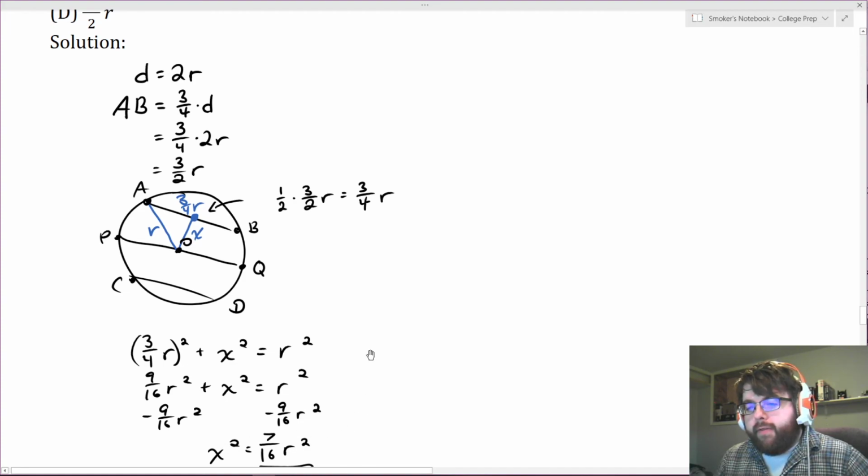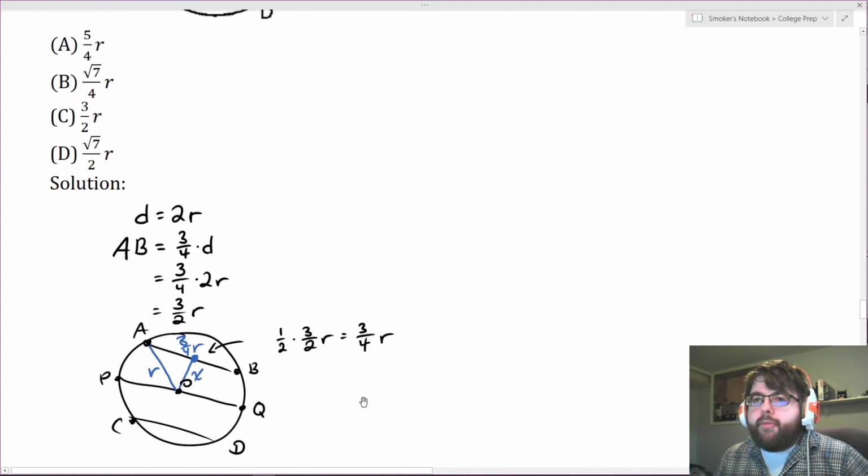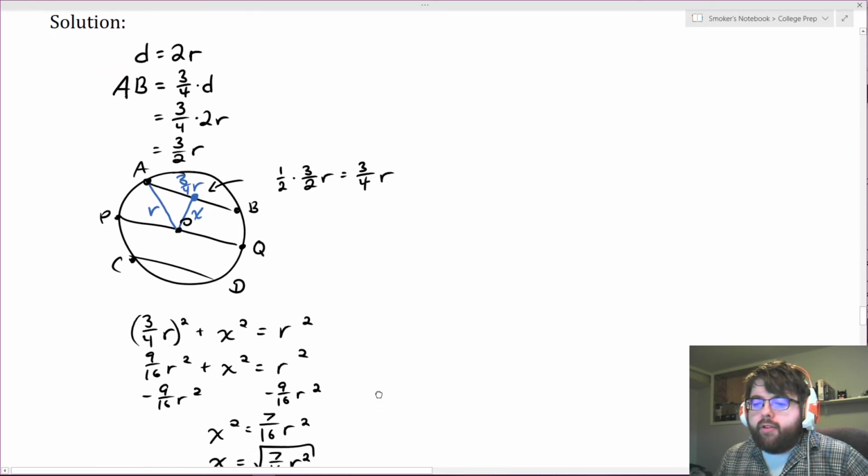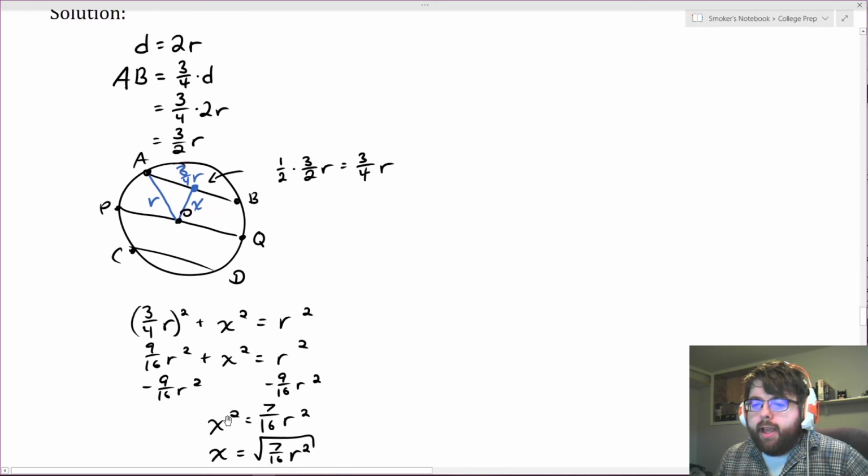Now we want to solve this for x. If we look at our options, everything is just r, not r squared. We're going to take the square root of both sides, which cancels out the square on this side, and we're going to have the square root of 7/16 r squared. Because there's no addition in here, you can take the square root of each part. If there was addition in here, it would complicate things, but there's not.